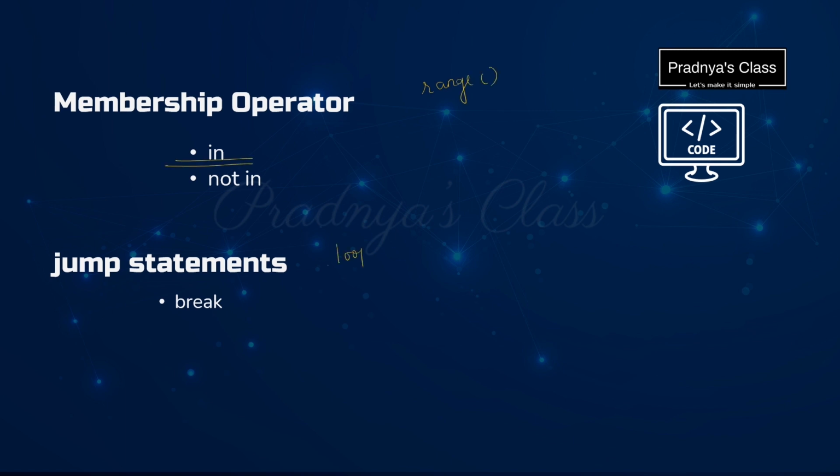When we use the concept of looping, if you want to come out of the loop in between, we will use a jump statement, that is break. Generally, we write the break statement with if. If the condition is satisfied, then we will come out of the loop. We know the break statement will terminate the immediate loop, not all the loops.